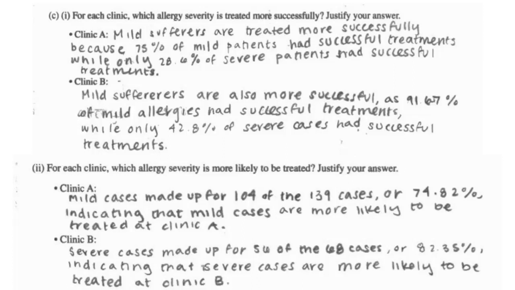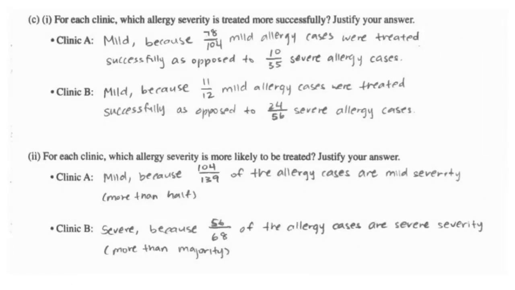Part II, Clinic A, mild cases made up for 104 of the 139 cases, or 74.82%, indicating that mild cases are more likely to be treated at Clinic A. Severe cases made up for 56 of the 68 cases, or 82.35%, indicating that severe cases are more likely to be treated at Clinic B. They got an E. Shorter answer. Student 2 is not nearly as verbose as student 1.